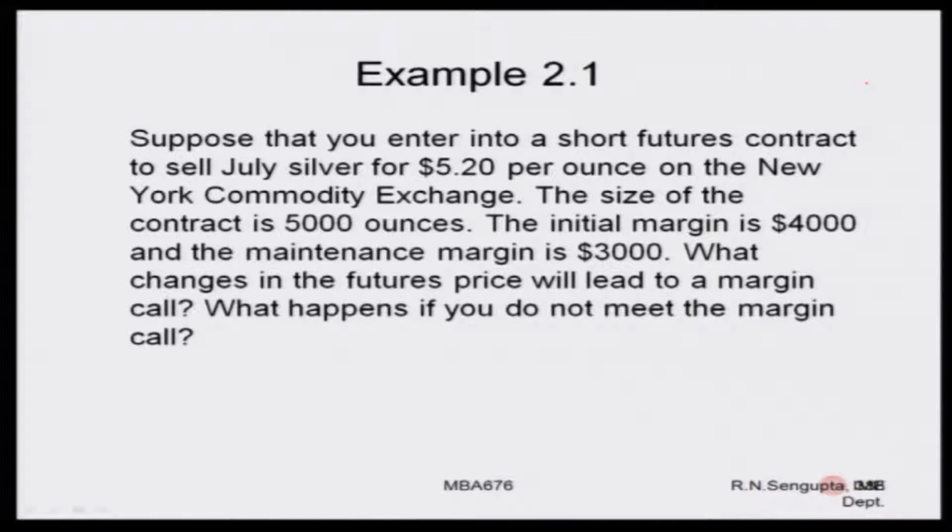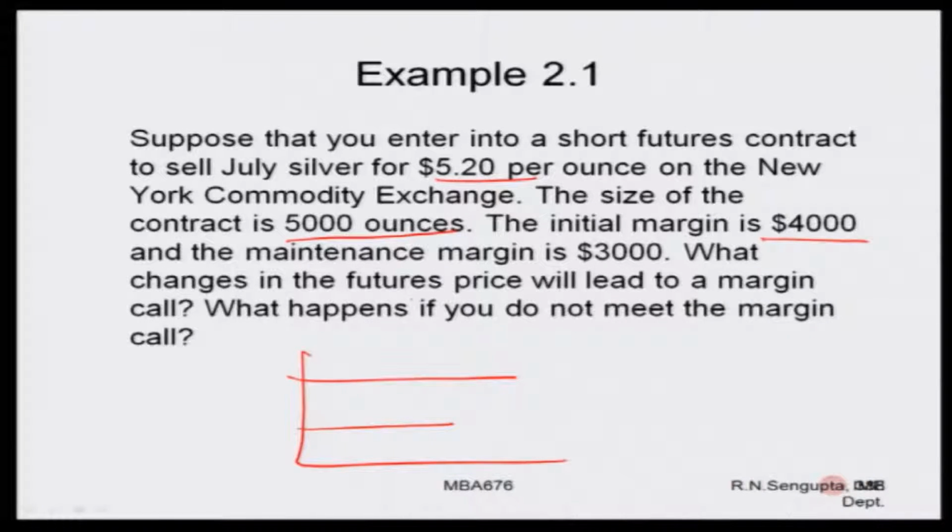Obviously, the initial margin of 4,000 is given, the maintenance margin is given, you know the per ounce value, and you need this amount of contract. So, you find out what price difference happens and whether there is a margin call. If yes, you pull it back to the initial margin; if no, you continue trading.